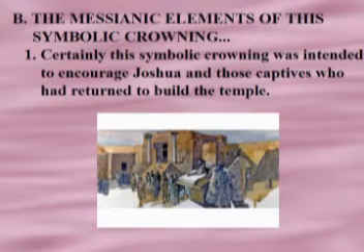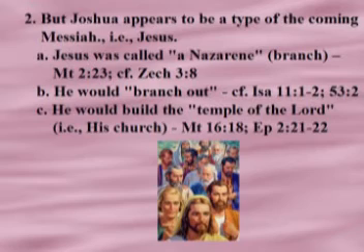1. Certainly this symbolic crowning was intended to encourage Joshua and those captives who had returned to build the temple. 2. But Joshua appears to be a type of the coming Messiah, Jesus. A. Jesus was called a Nazarene, Branch, Matthew 2:23 and Zechariah 3:8.